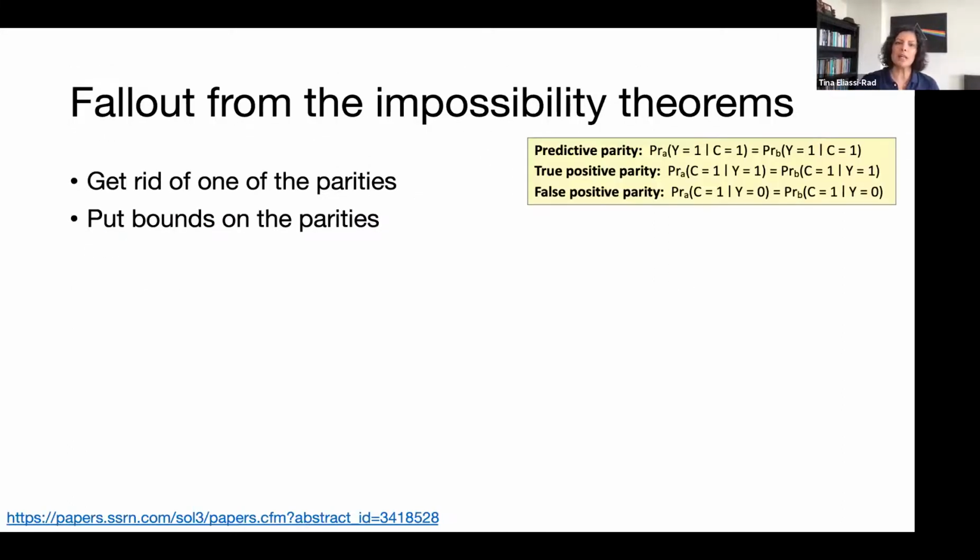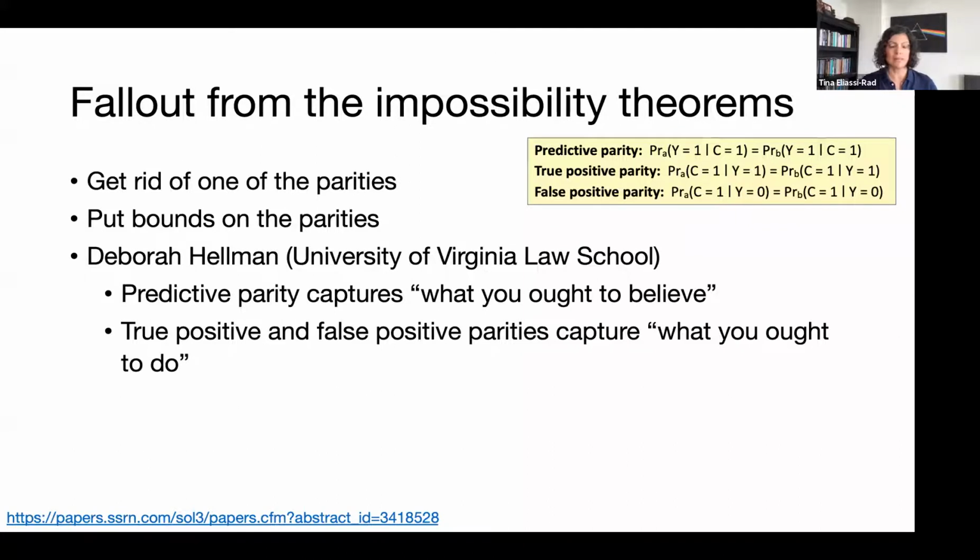So what has been the fallout from this impossibility theorem, and what do these measures of parity mean? Computer scientists are very good at bastardizing things because we want them to work. And so one idea is to get rid of one of the parities, or put some bounds on the parities. And this may be good when you're in your ivory tower, but when these systems are actually being used in a court of law, perhaps it wouldn't warm your heart that there are some bounds on how badly these parities are being satisfied.